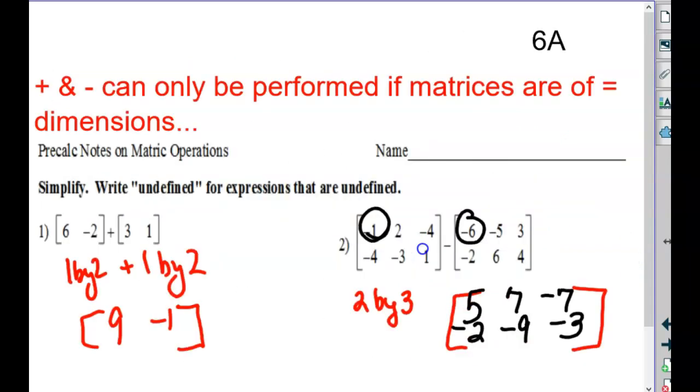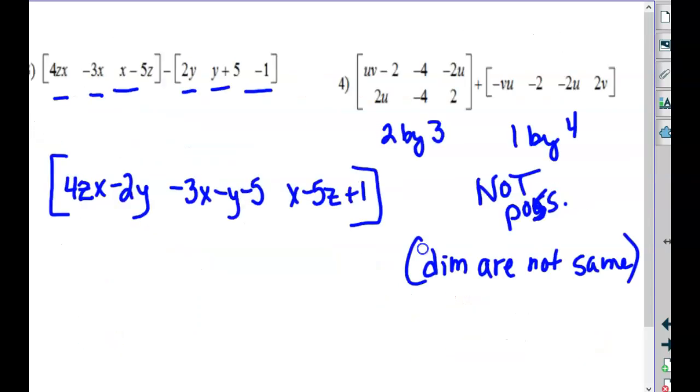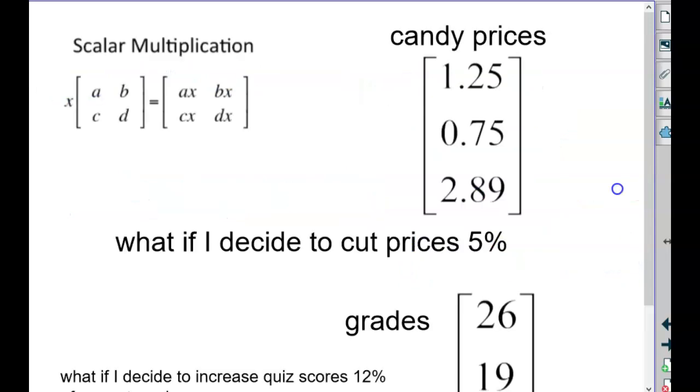Oh, is that the directions? Write undefined. You're right. We should be writing undefined for that one instead of not possible. Thank you. Everybody good? If you wrote not possible, I would be okay with it, but it did say write undefined.